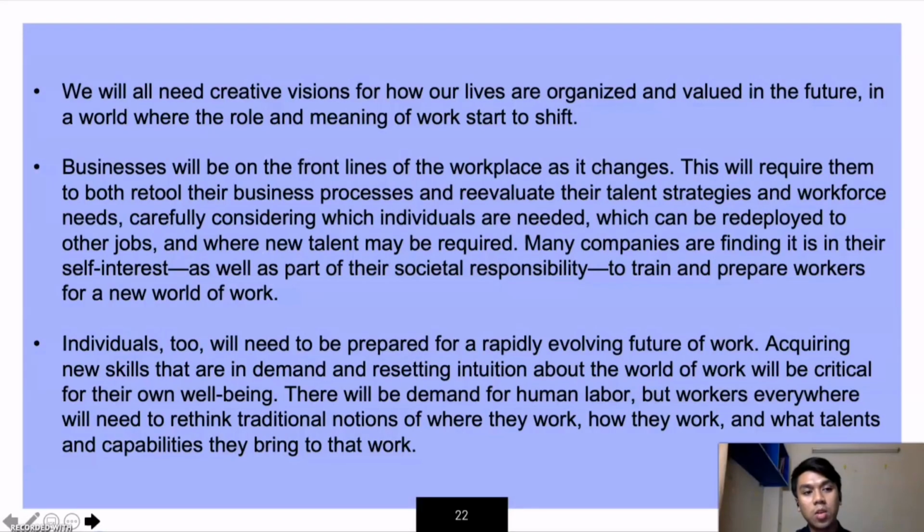In summary, we will all need reflective visions for how our lives are organized and valued in the future in a world where the role and meaning of work start to shift. As businesses, they will be on the front lines of the workplace as it changes. This will require them to both retool their business processes and reevaluate their talent strategies and workforce needs, carefully considering which individuals are needed. And for individuals, they will also need to be prepared for a rapidly evolving future of work, including new skills that are in demand, and resetting institutions about the world of work will be critical for their own well-being.